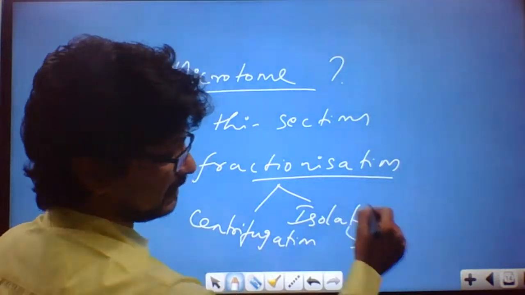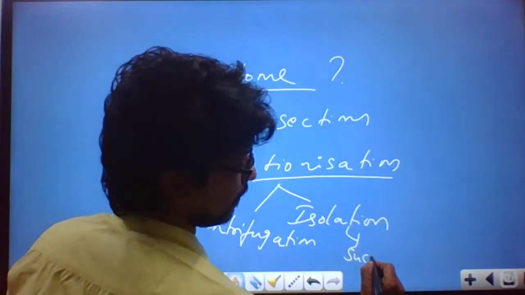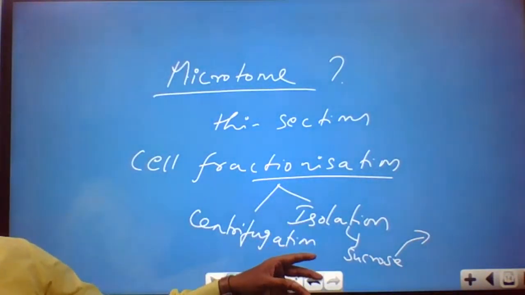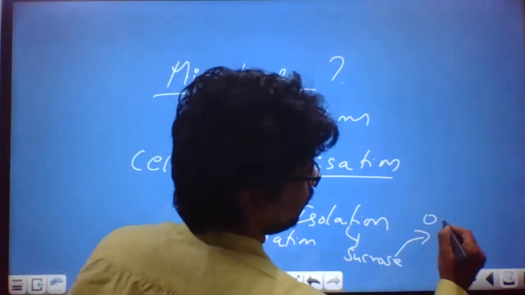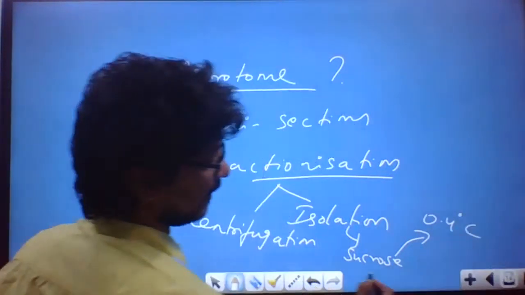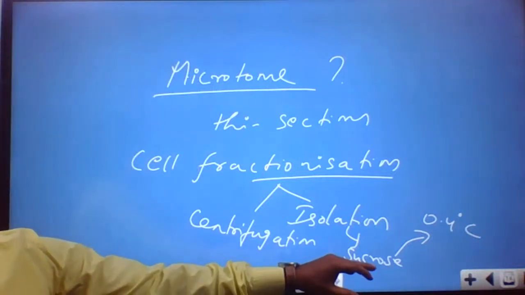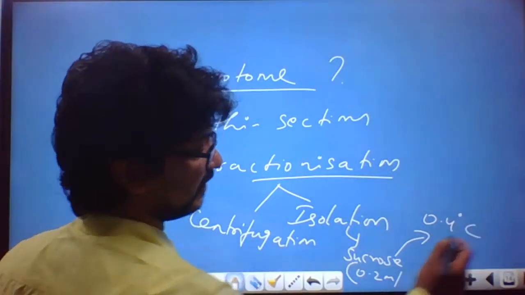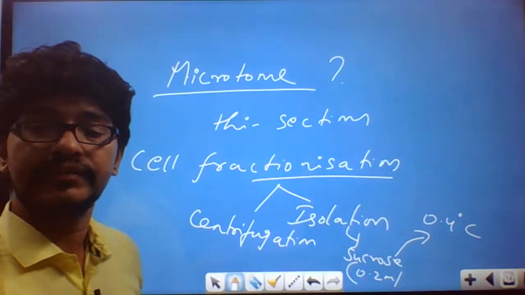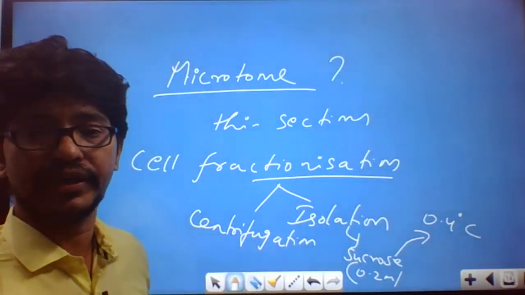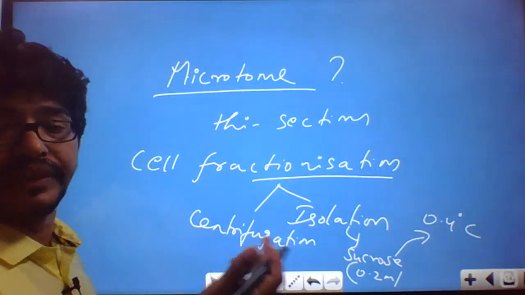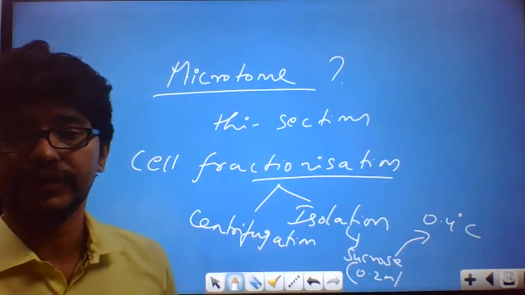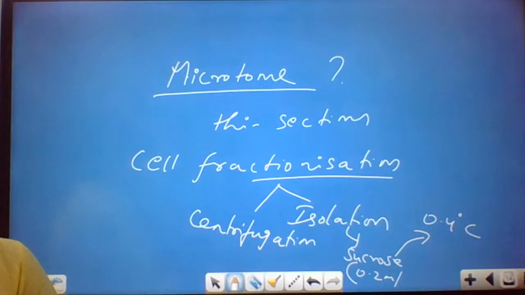You can isolate by placing the cells in a sucrose solution, 0.2 molar, and keeping it in deep freezing conditions, like 0 to 0.4 degrees centigrade. Automatically the cell will get burst, so the inner components, like DNA, can be isolated. Or you can go for centrifugation: based on the density gradient, you can sediment it, take the fraction of that cell, and go for the technique. This is called cell fractionation.